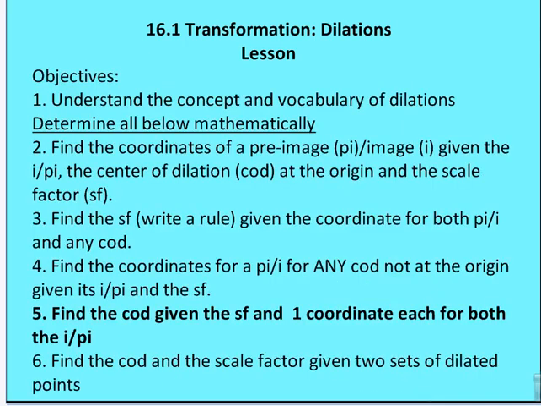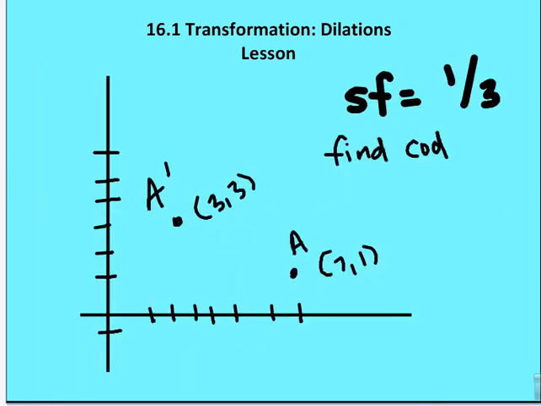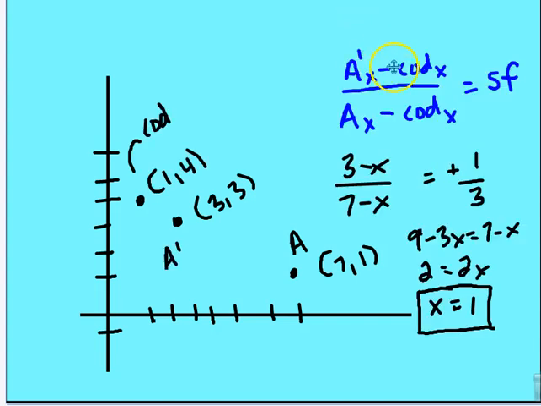Okay, so finally, find the center of dilation given the scale factor and 1 coordinate each for both the image and pre-image. All right, so here we have A prime, and the scale factor of 1/3, and we want to find the center of dilation. So going back to our formula here, A prime x minus center of dilation x over A x minus center of dilation x is equal to the scale factor. We're going to fill in the values that we know and identify the values that we don't know. So we don't know the center of dilation, so we need to find those values for x and y.